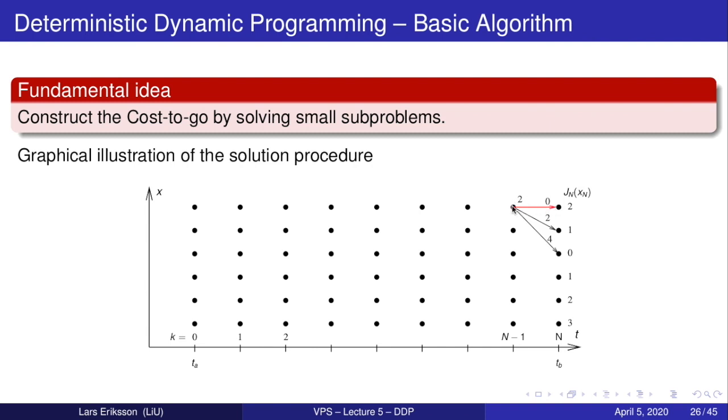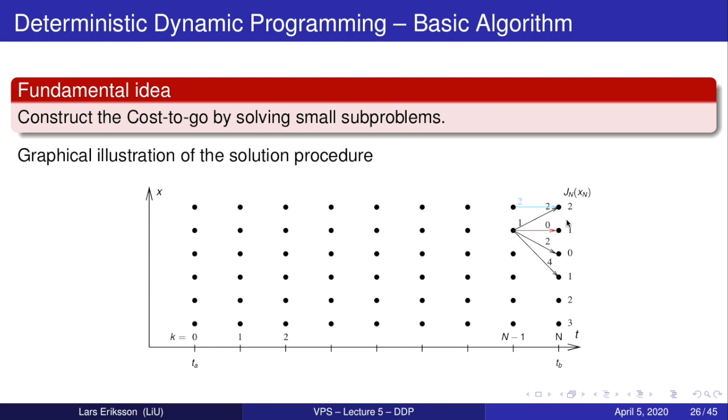The cost to go along this path is 0, the cost along this path is 2, the cost along this path is 4. So 4 plus 1 is 5, 2 plus 1 is 3, 2 plus 0 is 2. So this is the best solution for going from this to the end. In this one, we do the same thing again.